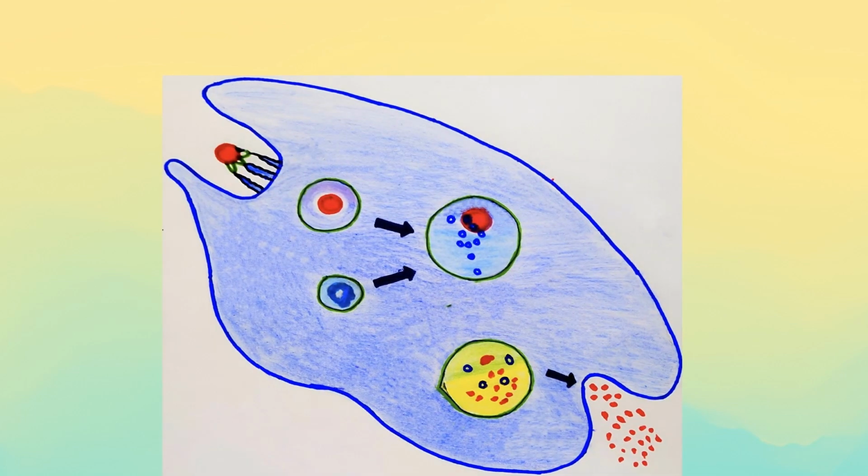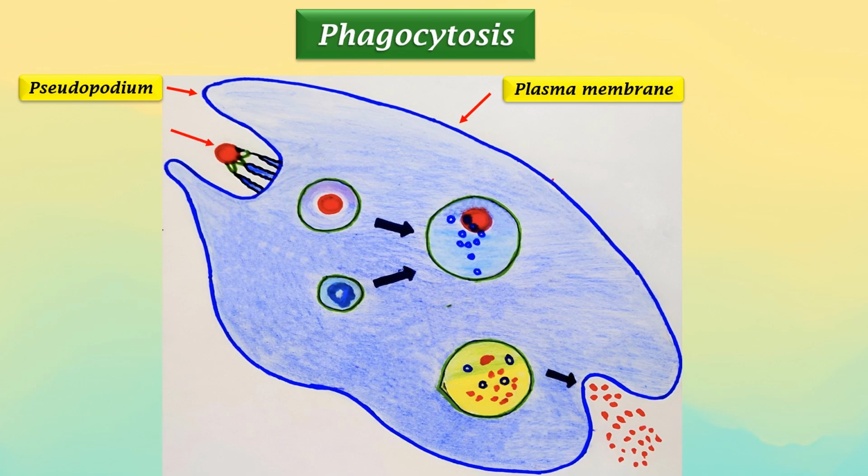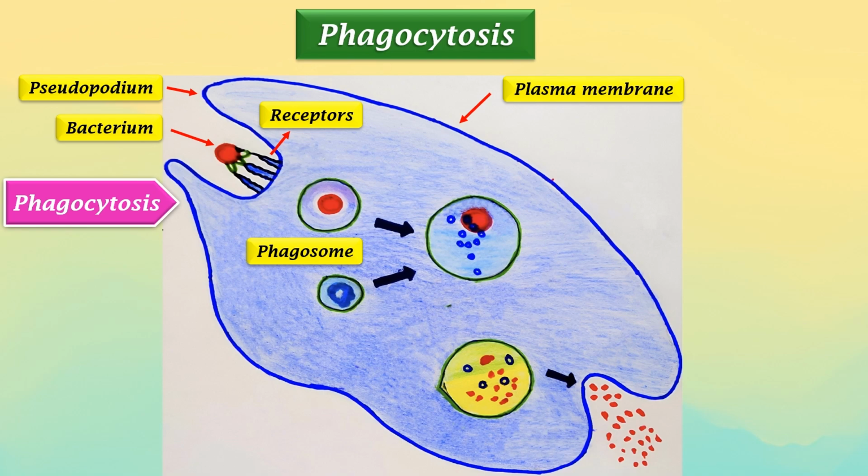This is a diagrammatic representation of the phagocytosis mechanism. This is the plasma membrane of the phagocytic cell, and this cellular extension is called a pseudopodium. Initially, the bacterium becomes attached to the receptors on the surface of the phagocytic cell. Subsequently, the bacterium is ingested by the phagocyte, thus forming a phagosome. This process of engulfing the pathogen is termed phagocytosis.